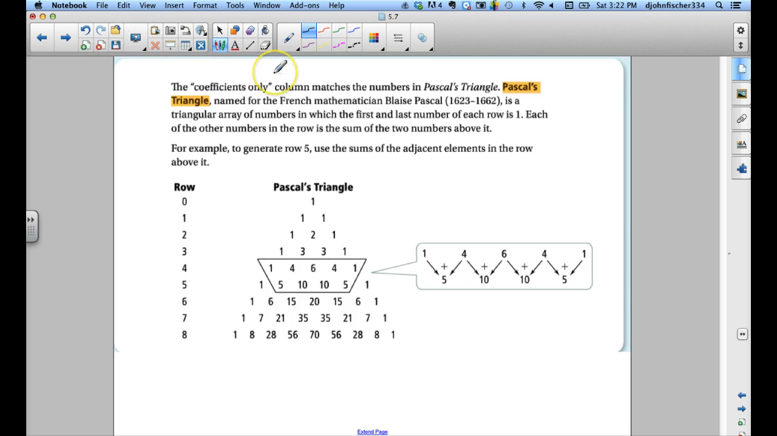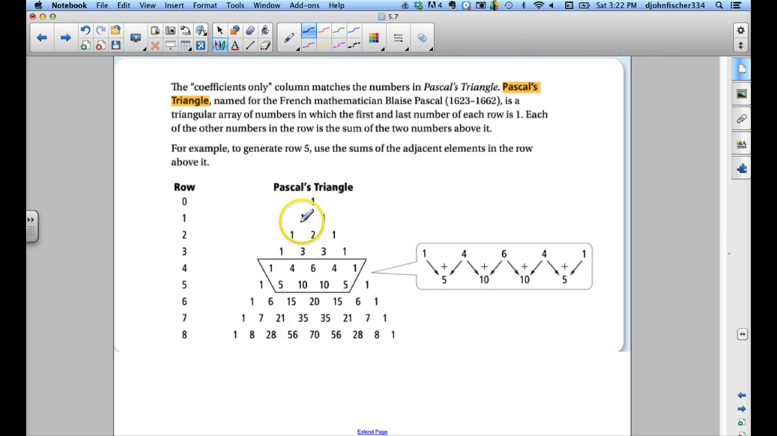The coefficients are the numbers in the rows of Pascal's triangle. Now, Pascal was a French mathematician. His triangle is an array of numbers in which the first and last number in each row is a 1. Each of the other numbers in the row is the sum of the two numbers above it. For example, we generate the fifth row using the sums of the numbers in the row above it.